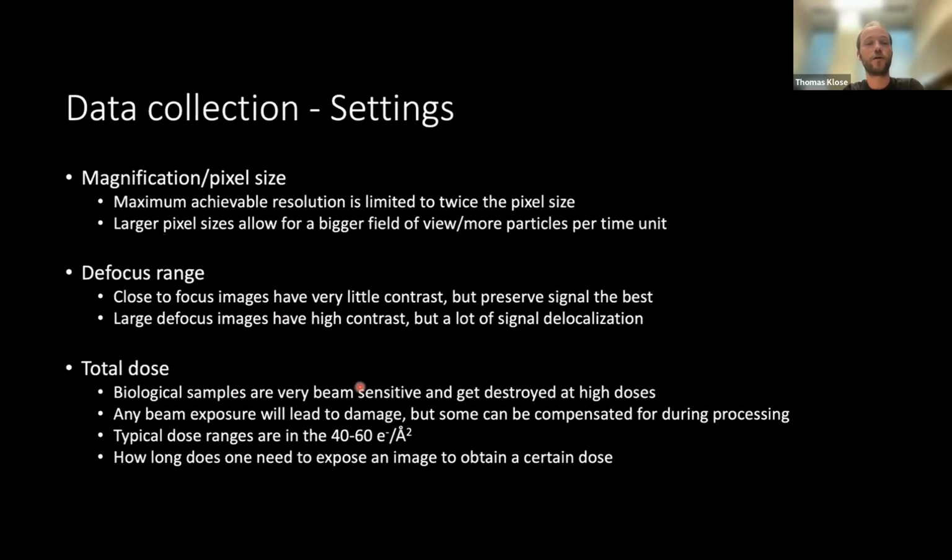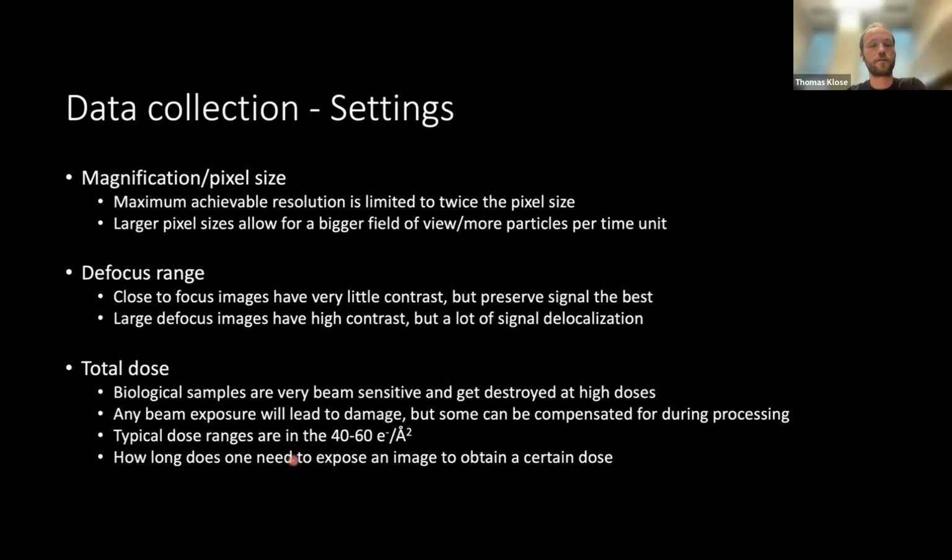Any kind of beam exposure will lead to damage, but we can compensate for some of this damage during data processing later. Most biological specimens can tolerate up to 120 to 200 electrons per angstrom squared. And practically speaking, what most people collect data with is about 40 to 60 electrons per angstrom squared.